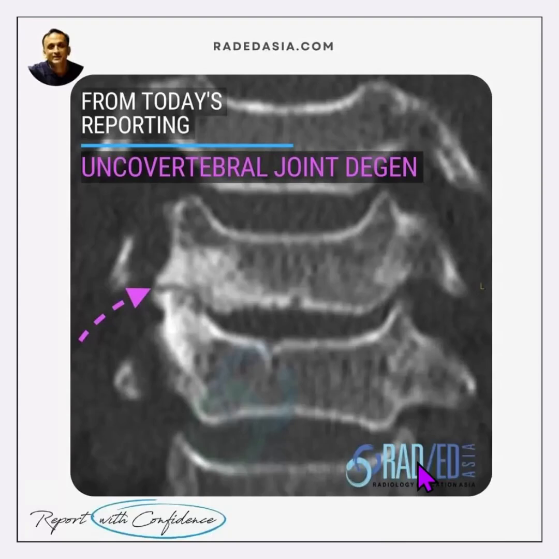So uncovertebral joint degeneration is best seen on CT, and predominantly start by looking at the coronal reformats to see the degeneration, and then look at the sagittal reformats to see whether there's any foraminal narrowing from osteophyte formation.